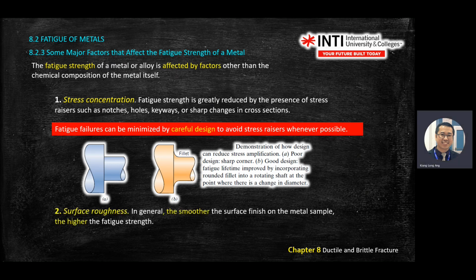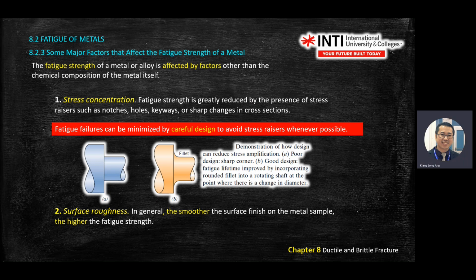Number 2, surface roughness. First is you look at the stress raiser or stress concentration. Second one, you look at surface roughness. The smoother the surface finish of the metal sample, the higher the fatigue strength, meaning it fails at a higher number of cycles. Right? Now, why is a smooth surface able to withstand stress? You imagine two surfaces. One is rough, one is smooth.